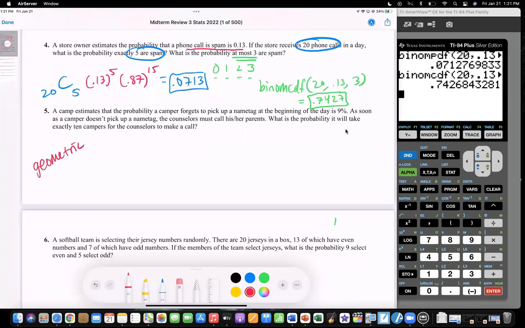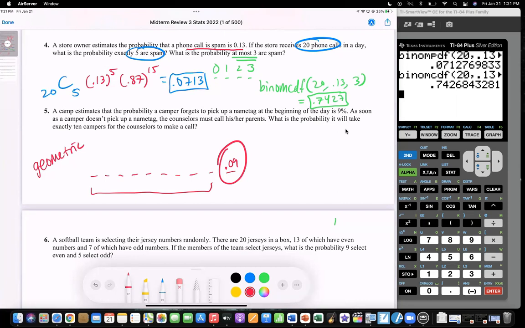Which, if you think about it just as a regular probability problem, it's pretty intuitive, because if I want the 10th camper to be the first one to forget a name tag, that means I have 1, 2, 3, 4, 5, 6, 7, 8, 9, 10. So I want this camper here to be the first one that forgets a name tag, which is a 9% chance, right? So we want the 10th one, which means these 9 before him didn't call the parents, right? Because the 10th one is the first one that they call the parents.